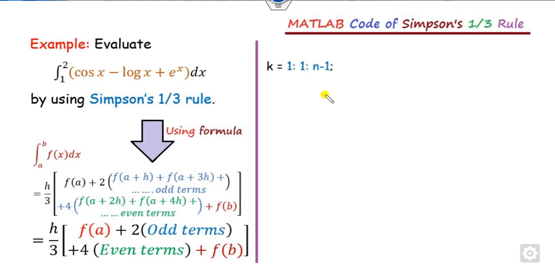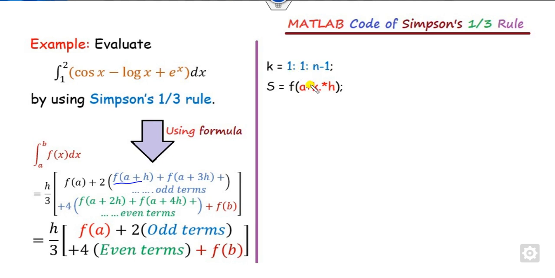You have to define k from 1 to, what is that? Look at this, this is 1h, this is 3h, this is 5h, this is 7h, 9h, and so on. Similarly, this is 2h, 4h, and so on. So I call it 1 to n minus 1. And after that, I can define this function.